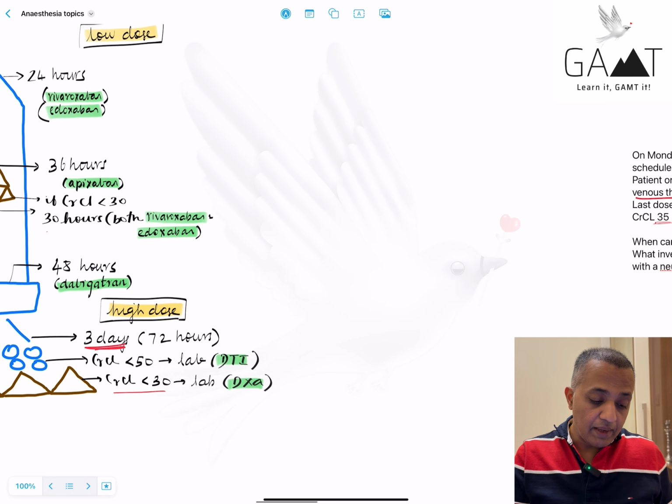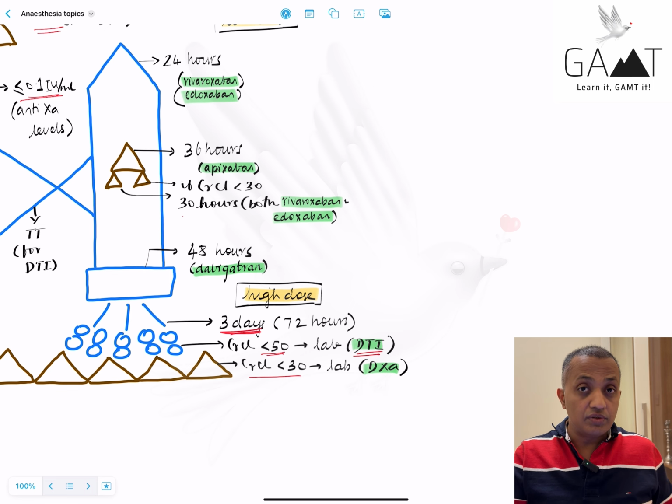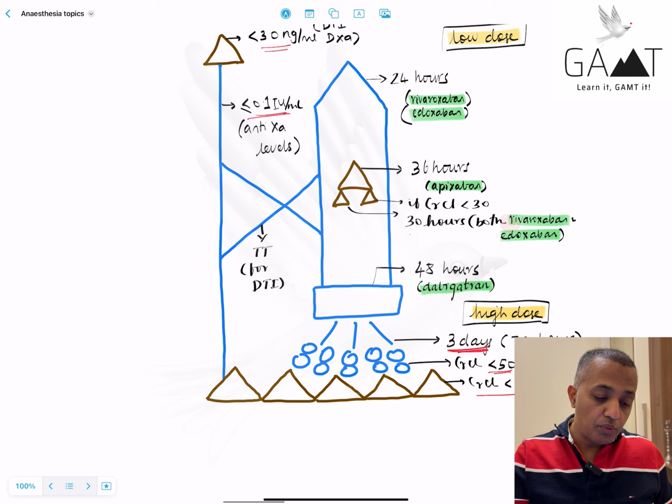So you remember from the GAMT, if the creatinine clearance is less than 50, for somebody who's on direct thrombin inhibitors, which is this patient, you need to do additional lab tests. So what are the additional lab tests you need to do? You do thrombin time and also the drug levels. So you can do either or.